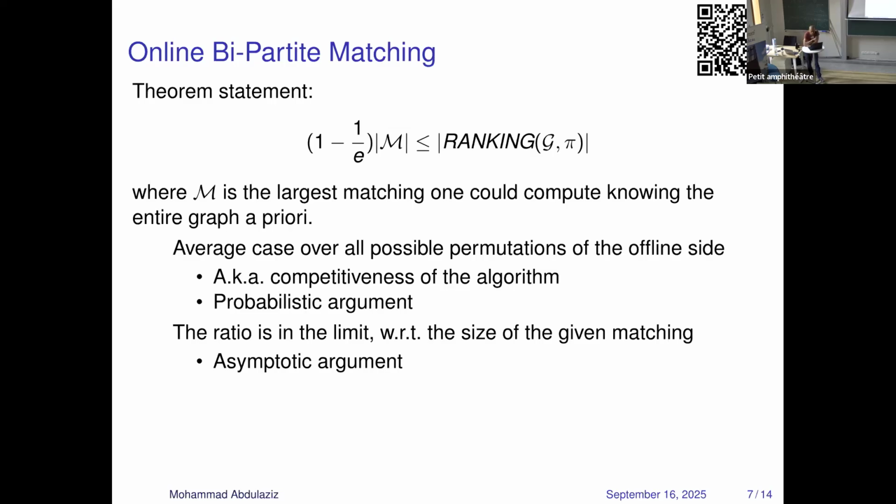Okay, so to formalize that, you firstly need to formalize what that means. So you want to say that this is the expectation of the output of ranking, modulo also permutations that you can do to the offline side. And then also this statement only holds in the limit as m grows. So you need asymptotic reasoning and probabilistic reasoning to even state what it means to be correct.